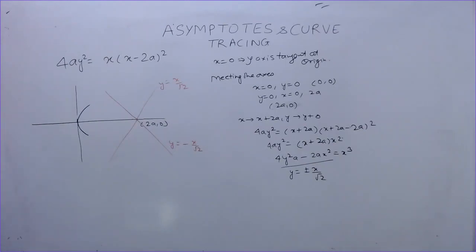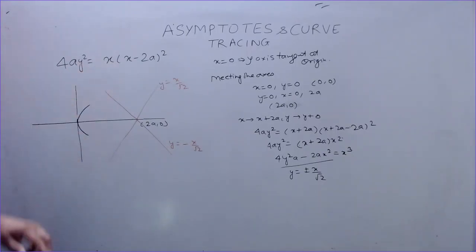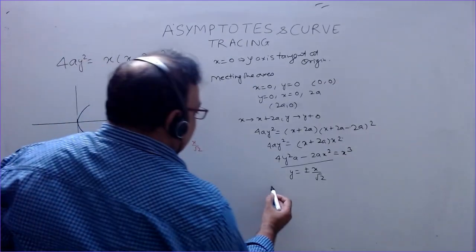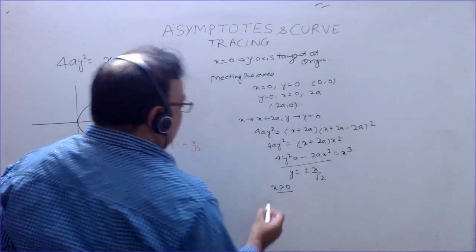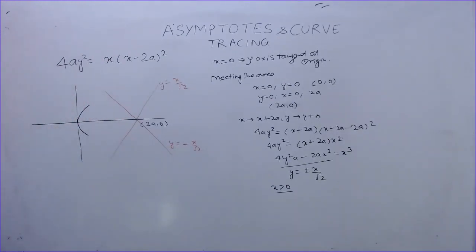Now after this we have to check the existence of the curve. So x should be positive for y to be real. That means for existence, x should be greater than 0 on this side only. X cannot be less than 0 here. So it is existing on this side.